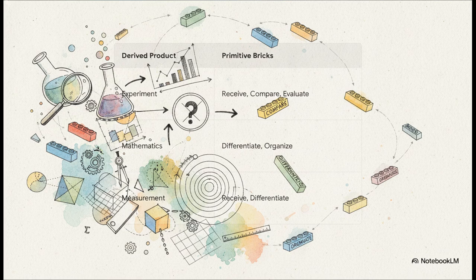An experiment is not some magical new step in human logic. As the paper points out, it is simply a highly organized sandwich made out of those exact same 8 primitive Lego bricks. When you run an experiment, all you're doing is structuring how you receive data, compare conditions, evaluate results, and eliminate failed hypotheses. The exact same thing goes for mathematics and measurement. They are complex combinations of the basic 8 steps, not replacements for them.